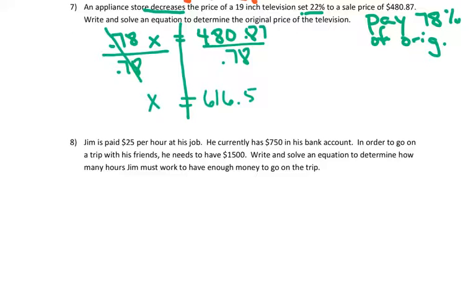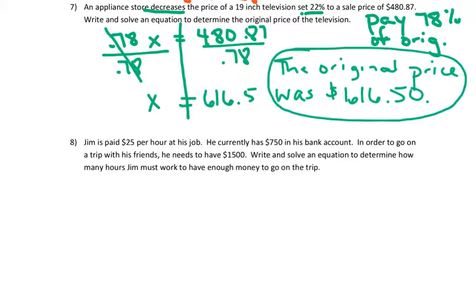So you want to write that in a sentence form to answer the question. What is the original price of the television? So you would say that the original price of the television was $616.50. So there's my sentence. The original price was $616.50.